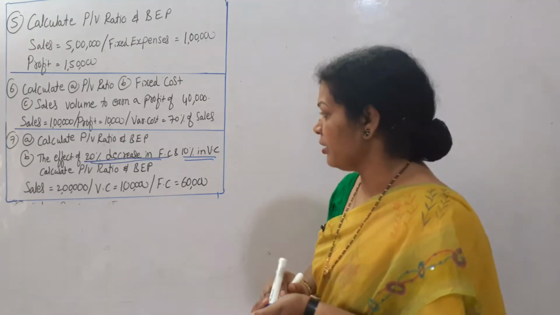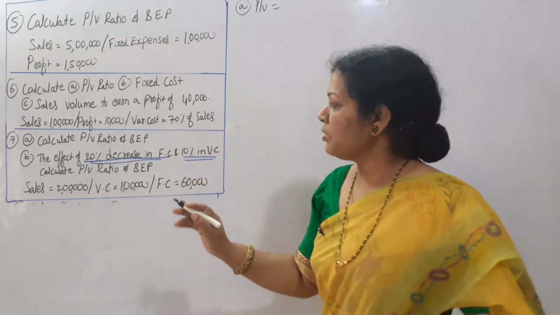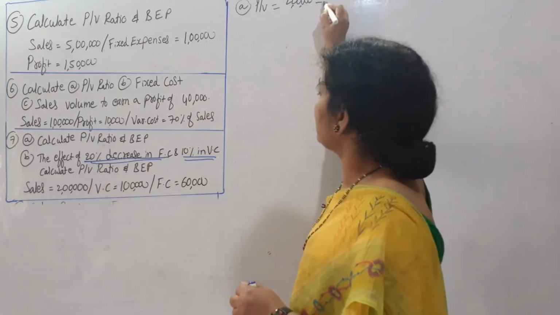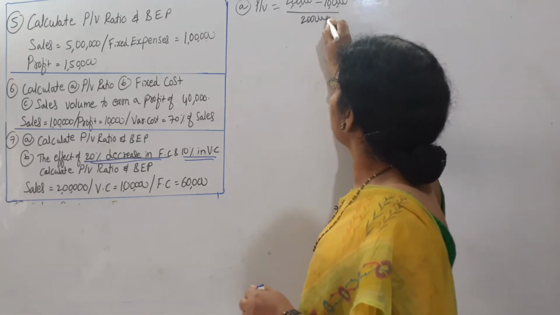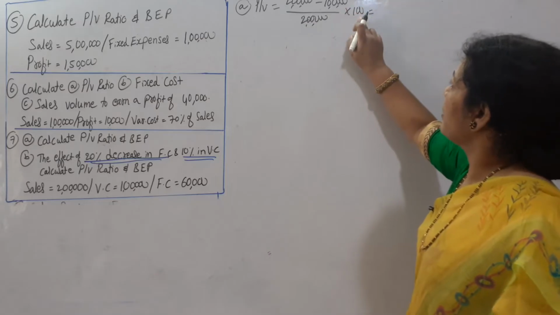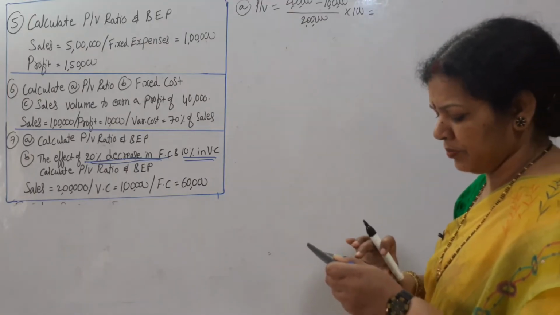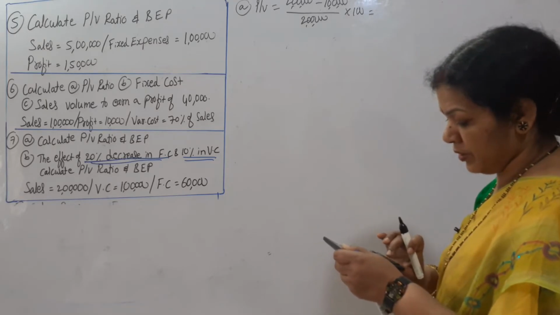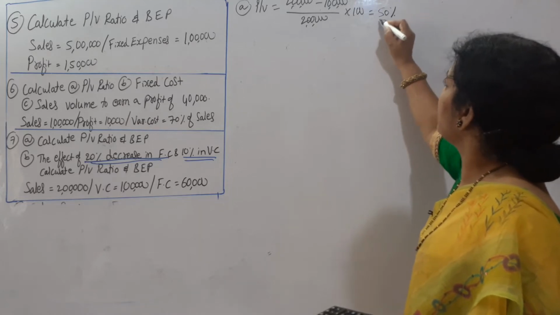Okay. Now first bit is here. Let me say calculation of PV ratio. PV ratio is, you know, S minus V by S into 100. S is here 2 lakh minus V, variable cost is 1 lakh. S minus V by S means once again 2 lakh minus 1 lakh by 2 lakh into 100. We'll use the calculator. 1 lakh into 100 divided by 2 lakh. It is 50%. The PV ratio is 50%.